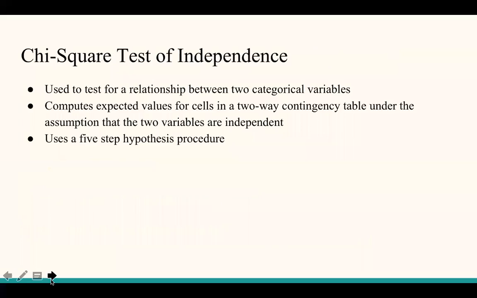Okay, so next is the chi-square test of independence. This is used to test a relationship between two categorical variables. So you will compute expected values for cells in a two-way contingency table. And when you're computing the expected values, you assume that the two variables are independent, so that they are not related to one another. You use a similar 5-step hypothesis procedure to calculate this test of independence to see the relationship between two categorical variables.